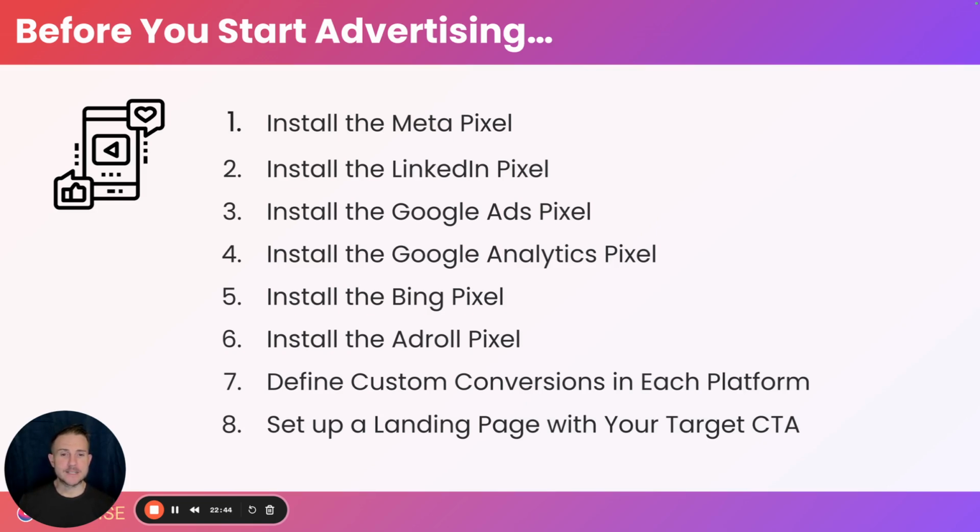You're going to want to define custom conversions, both what is a lead, what is a demo, what is a trial, what is a free account, what is a closed one, etc. on each platform, as well as the value, and make sure you're passing those values back. And lastly, make sure you have a landing page with your target CTA set up and then test the visitor lead conversion. You should be getting 3 to 6% visitor lead conversion minimum if you have a good landing page.